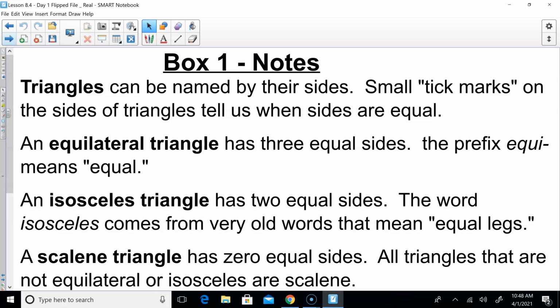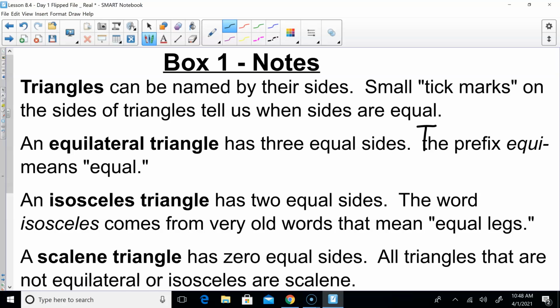Triangles can also be named by their sides. Small tick marks on the sides of triangles tell us when sides are equal, because sometimes they look really close. Tick marks just help us out in order to be able to compare. An equilateral triangle has 3 equal sides. The prefix equa means equal, so equilateral means equal sides.